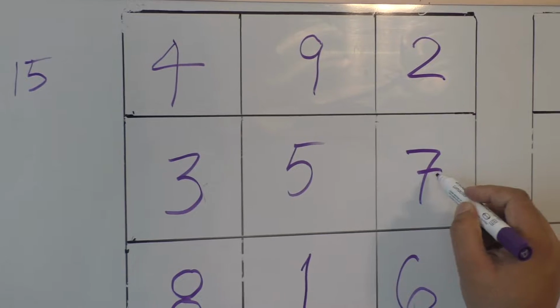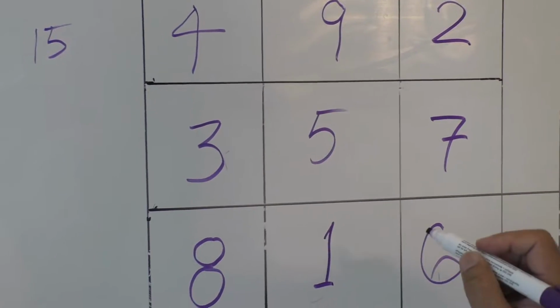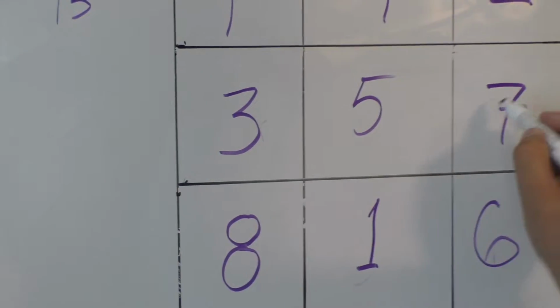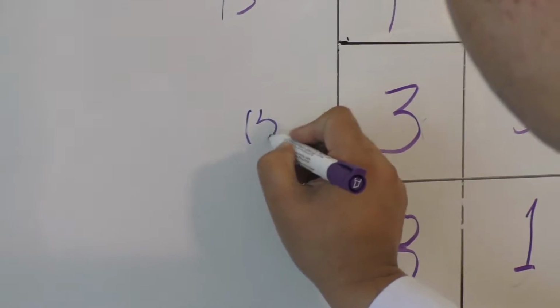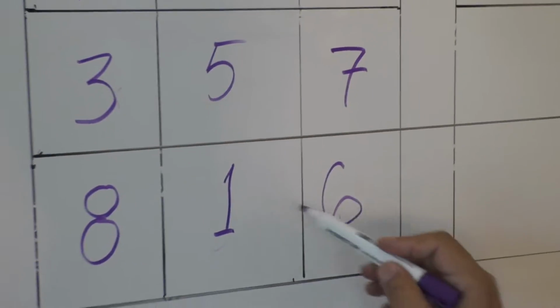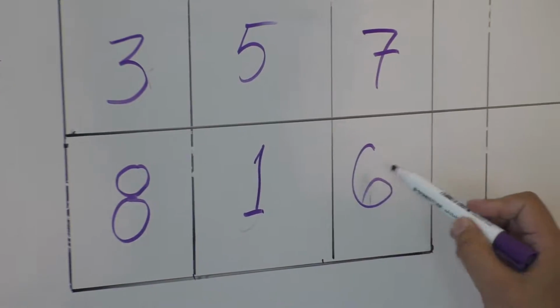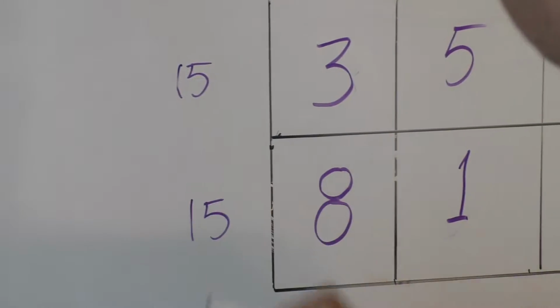So here's 7, 3, and 5. That also adds to 15. So you can see easily that 7 and 3 is 10, plus 5 is 15. Then here, obviously, you have 9. So you have 8 plus 1 is 9, plus 6. That's also 15.